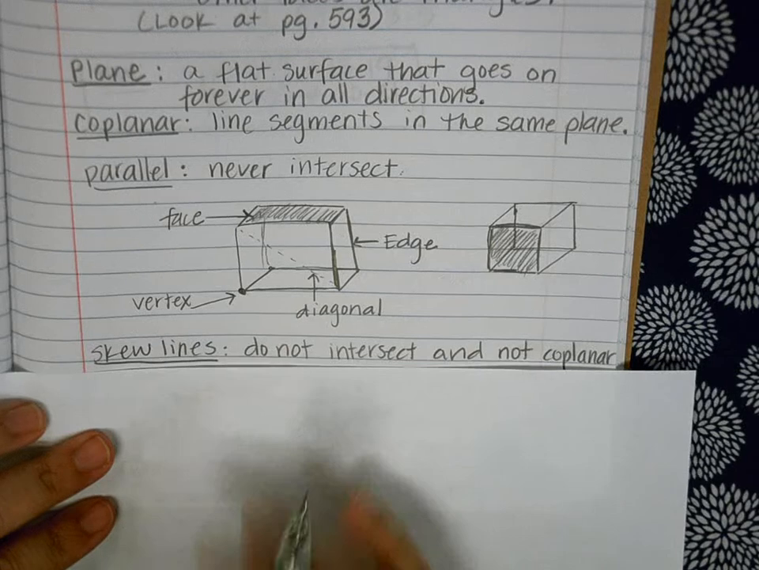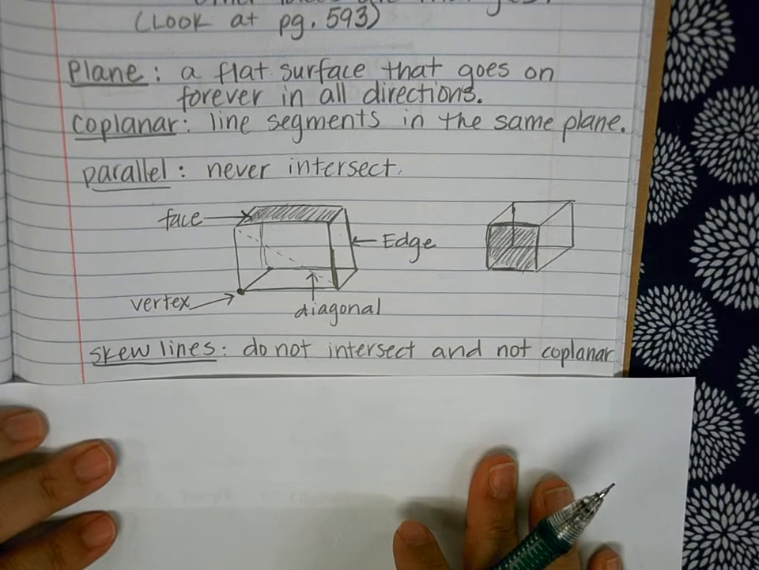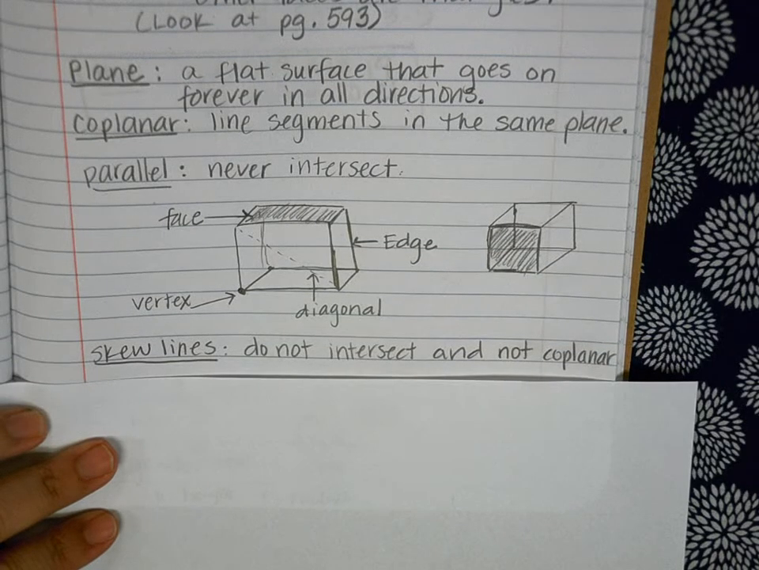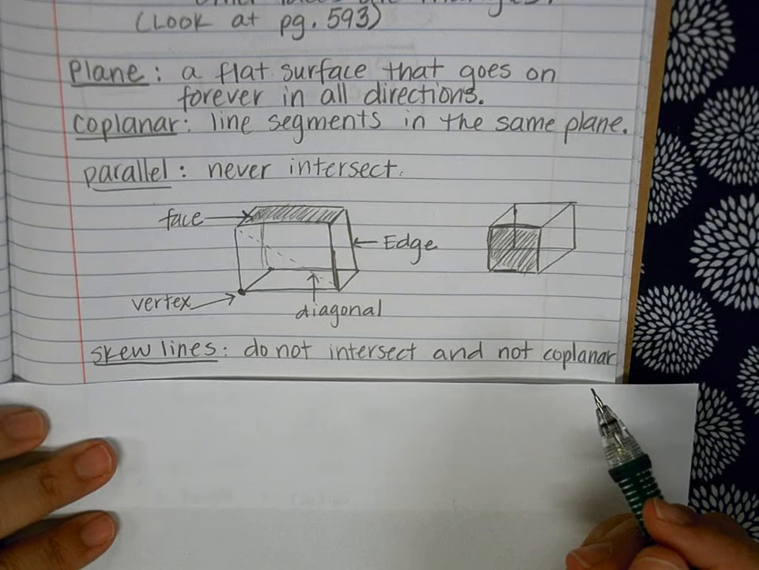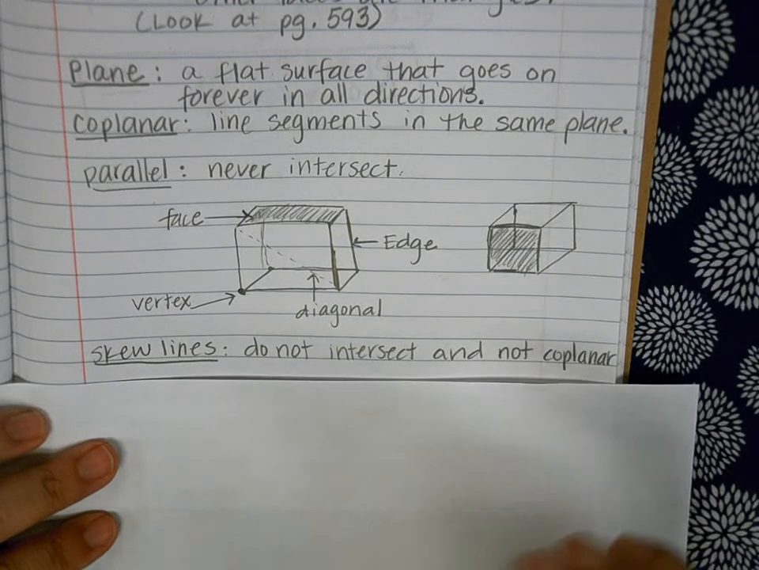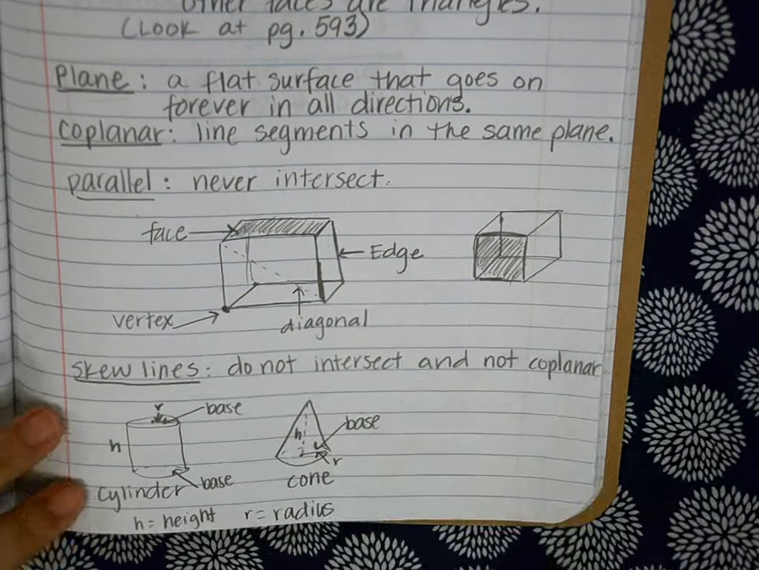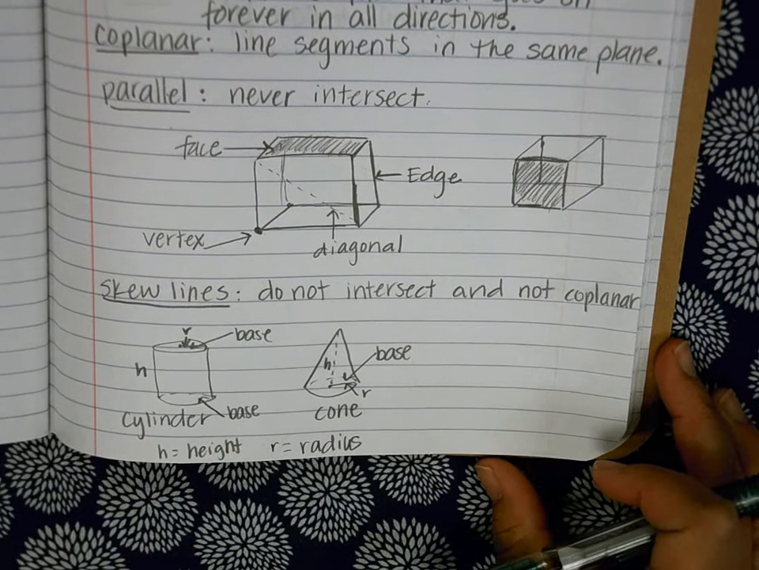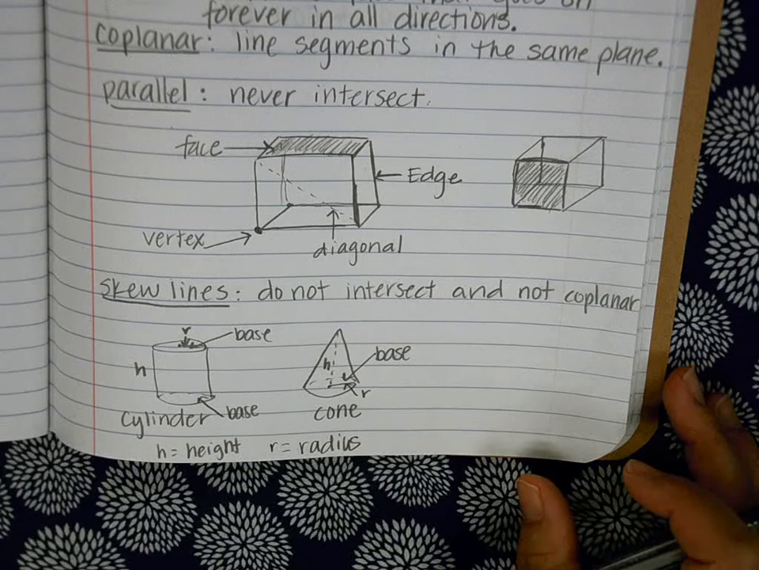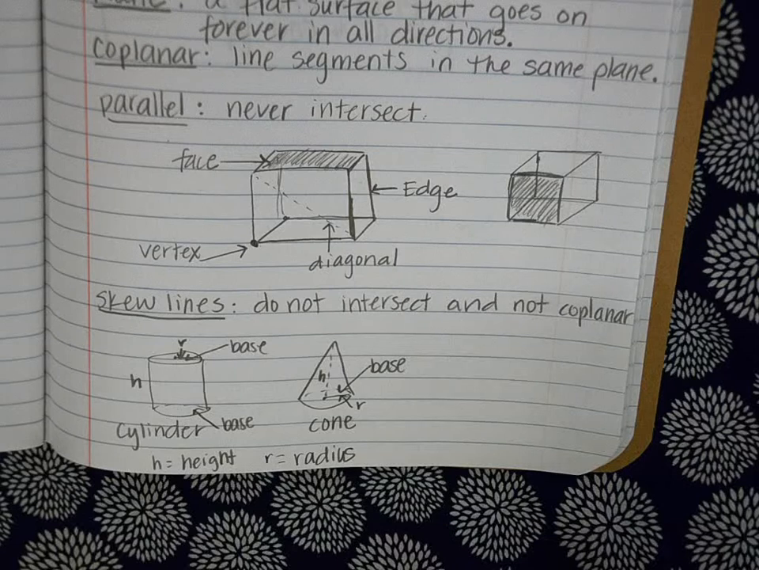Skew lines. Skew means they do not intersect and are not coplanar. Okay? So these are 2 lines. They never intersect, and they are not on the same plane. So this is like a line in the Milky Way and a line in another galaxy. They never meet up. And then finally, we need to look at the cylinder and the cone. Just a quick review of cylinders and cones. Do you remember cylinders and cones from last year? Yeah.